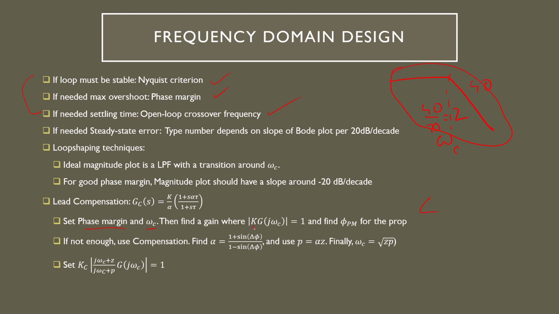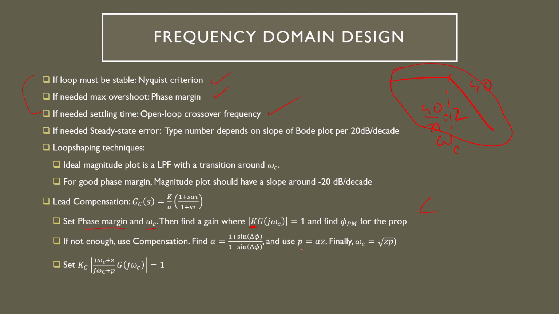However, if this K just doesn't work out, there's no valid K for what we actually need, like we need a phase margin that's much larger. No problem, we can use a compensator to add phase margin to the system. So we first find alpha as (1 + sin Δφ)/(1 - sin Δφ). Delta phi is the phase that we need to add on. So the current phase is something, the phase margin needed is something else, we need to add on some phase, so we use this formula.